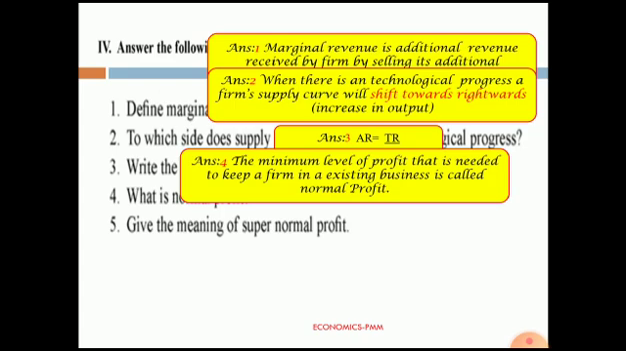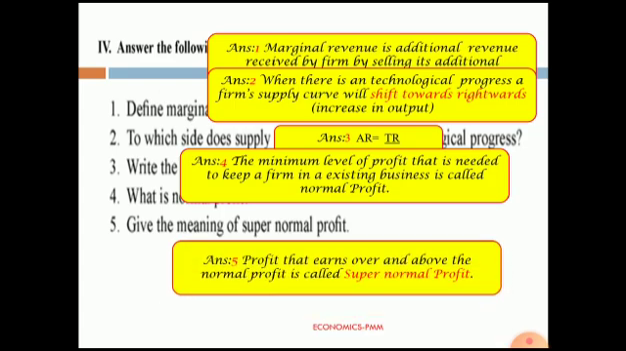That is your next question. Give the meaning of supernormal profit. So the profit that is earned over and above, as I said, whatever cost he is incurring, if the cost is 50 lakh but the revenue he is receiving after the sales is 60 lakh or 70 lakh, or anything more than 50 lakh, is called supernormal profit. So the definition is that profit earned over and above normal profit is called supernormal profit.